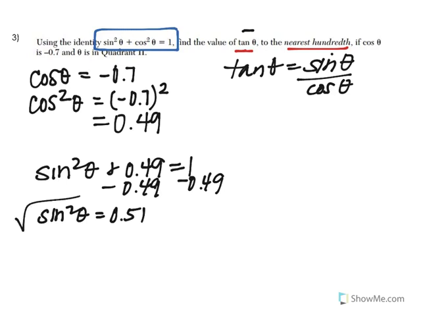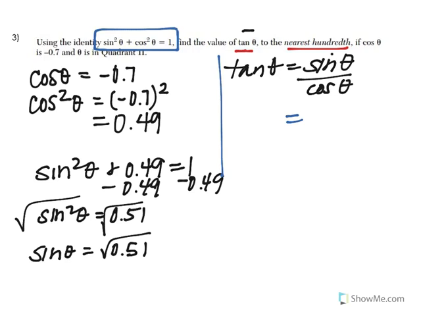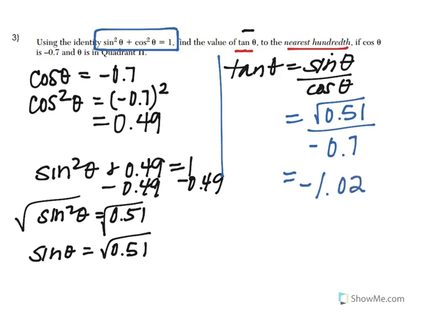So I'm going to take the square root of both sides. So sine of theta equals the square root of 0.51. Now notice how I didn't type that into the calculator yet because I want to save all of my rounding for the very last step. So I'm going to go back over here to the definition of tangent, and it's sine, which is square root of 0.51, over cosine, which was negative 0.7. And that lets me know, if I divide that on the calculator, I'm going to get negative 1.02. So that was equal to the tangent of theta.